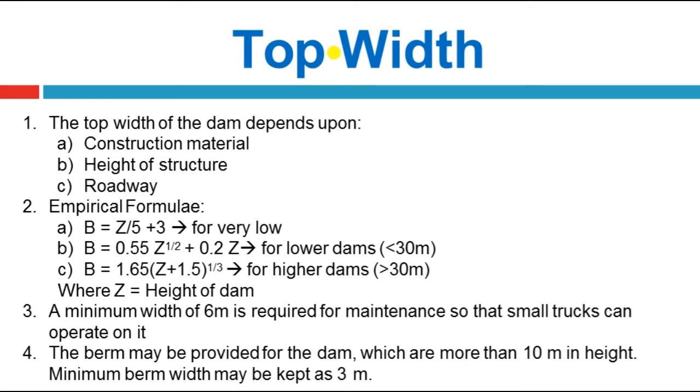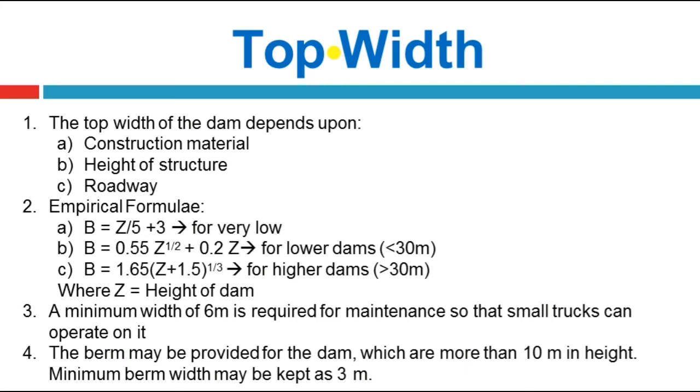We can also put our dam height directly into that formula, or we can calculate that inertia height and put it in the formula, because the factor of safety is more important in dam construction. B is equal to 1.65 multiplied by (Z plus 1.5) raised to 1/3 for higher dams, if the height of the dam is greater than 30 meter. A minimum width of 6 meter is required for maintenance so that a small truck can operate on it. Width may be a minimum of 6 meter, and if our height increases, the top width may also increase.